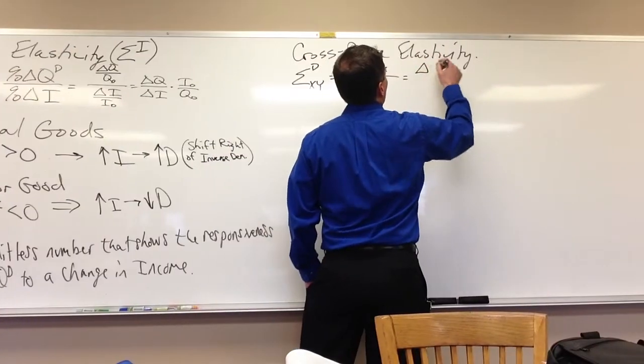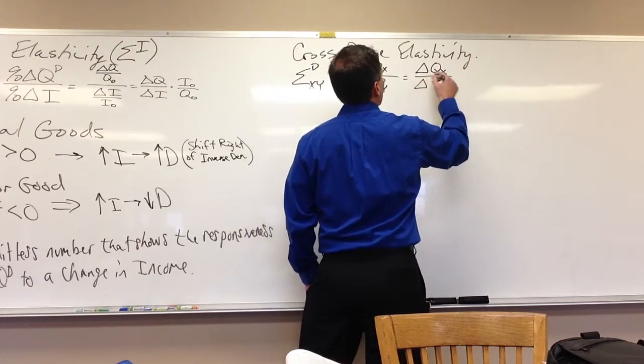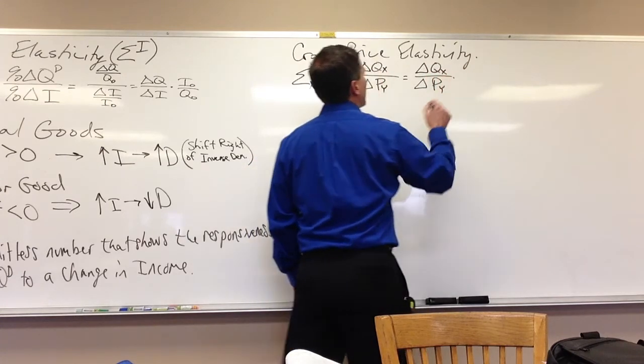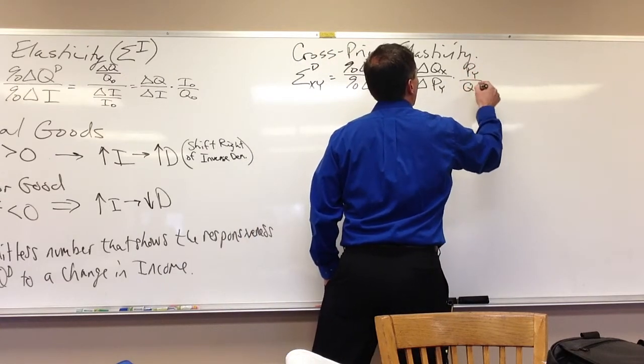And that breaks down the same way we did before. Price of good Y over the quantity of good X.